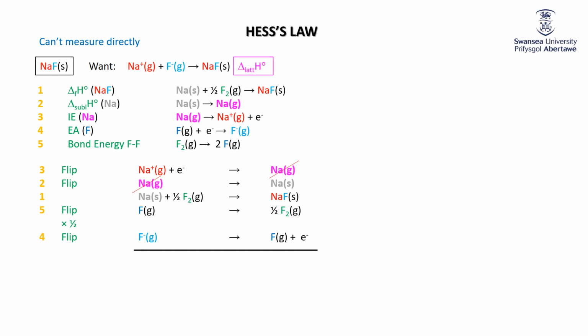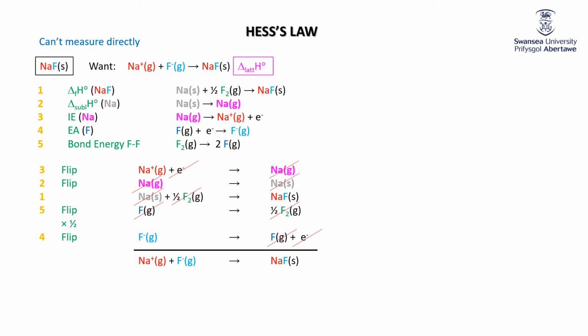After equation 3 was flipped, we had it on the right, now it's on the left. The Na solid cancels because after equation 2 we had it on the right, but then we took equation 1 which had it on the left and cancels those. The half F2's cancel, were introduced in equation 1, removed by flipping equation 5 and halving it, and then finally, not quite finally actually, the F gas disappears and the electrons disappear. So when I add it all up, I get indeed the equation I want.